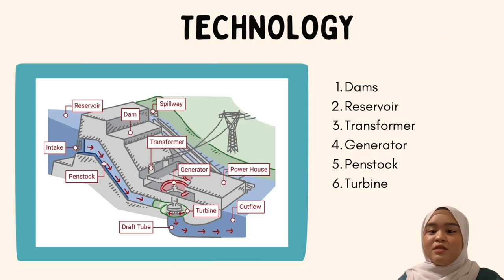Generators are linked to the turbine through a shaft, facilitating the conversion of mechanical energy derived from the turbine into electrical energy via electromagnetic induction. Transformers are then employed to amplify the voltage of the electricity produced by the plant, ensuring efficient transmission over long distances.